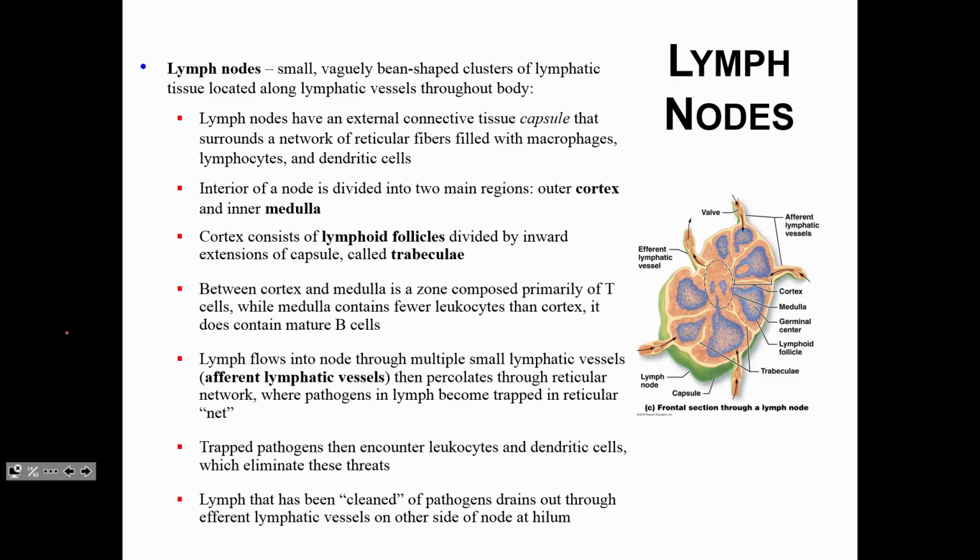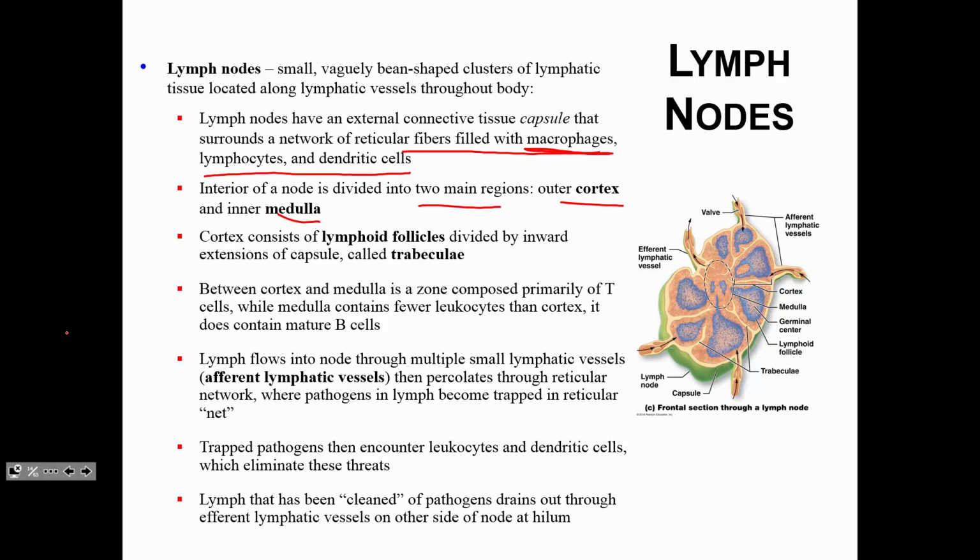Little small bean-shaped clusters of lymphatic tissue, and they're located all along the lymphatic vessel system throughout the body. They have an external capsule that's a network of reticular fibers filled with macrophages, lymphocytes, and dendritic cells. The node of the lymph node is divided into two regions, the outer cortex and the inner medulla. Probably not the first time you've heard of that. The cortex has these follicles which are divided by extensions of the capsule called trabeculae.